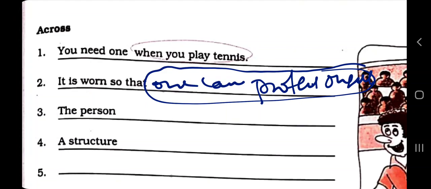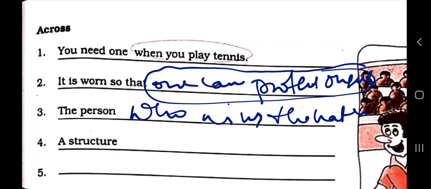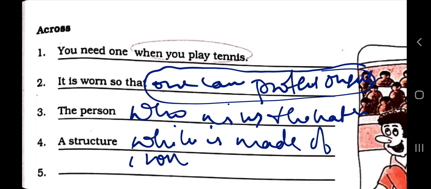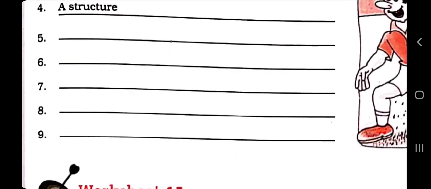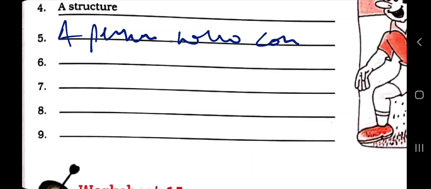The person who wins the match. A structure, what is that? Goal. Okay, the structure which is made of iron and net. That is what? Goal. See the clue box. Now fifth is referee. What does a referee do? A person who conducts the match. And then sixth is match.